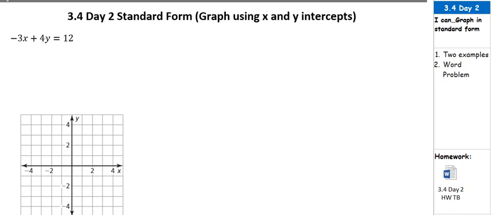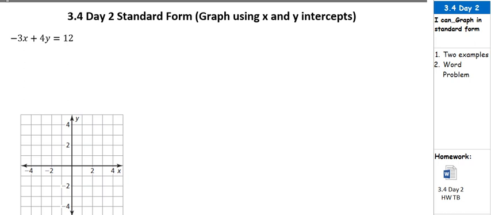Hello, today we are doing lesson 3.4, day 2. So what we're going to do today simply builds off of what we did yesterday. And then the second part of what we're going to do today actually talks about a word problem. It's a pretty simple word problem. It's got a few different steps in it, but all of the word problems that we do will follow the same pattern. So we've got two examples, and then we'll do the word problem.